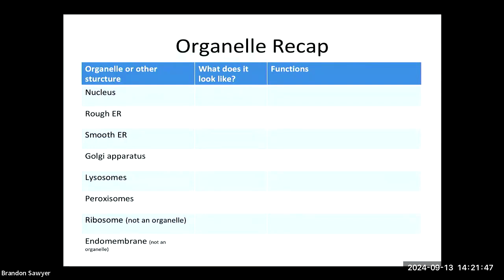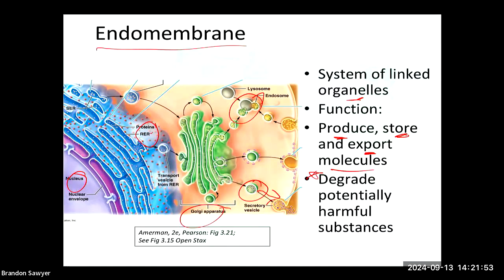Yeah, go ahead. Sure. Yeah, so the endomembrane system is the nucleus, the rough ER, the Golgi apparatus, and then those transport vesicles. So it's just kind of putting all that together. Yeah.